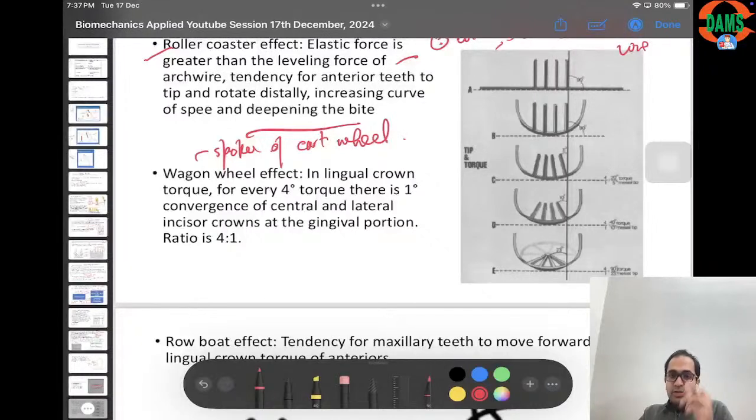Okay, where the spokes represent the anterior teeth. Because of the expression of the prescription, there is expression of torque and tip for the central and lateral incisors. So the roots of the anterior teeth converge towards each other. In what ratio? For every 4 degrees of torque, there is 1 degree of tipping or convergence of the roots of the central and the lateral incisors. So this is known as the wagon wheel effect.